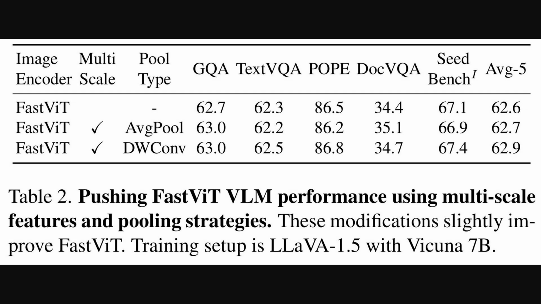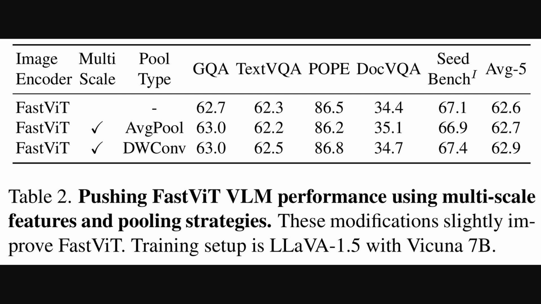Now, Table 2 delves a bit deeper into how they refined the earlier FastViT model, which is the predecessor to FastViTHD. It looks at using multi-scale features. That's where the model looks at the image at different levels of detail, like we saw with the various stages in Figure 2, and different pooling strategies. Pooling, remember, is how the model summarizes and reduces the image information.